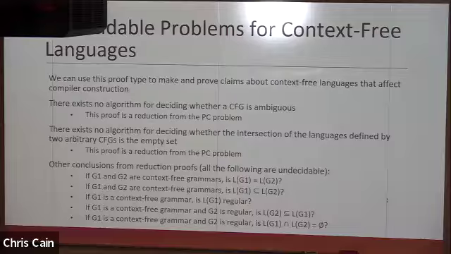Are there any problems that seem to be undecidable that don't involve or deal with finite sets?